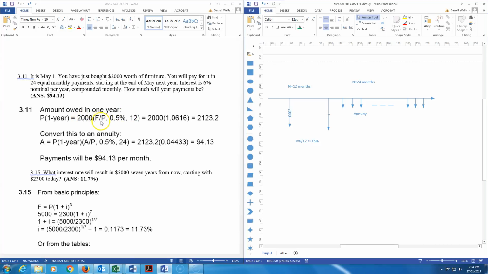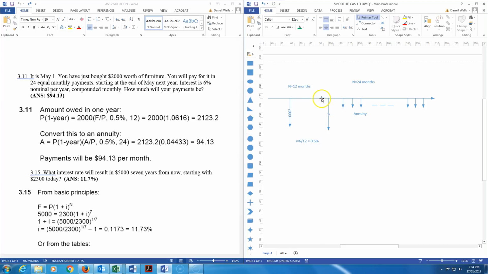So 2,000 times F/P, 0.5%, 12, and 0.5% is one of the tables that you can find in your textbook, and you can look up this factor directly. It turns out to be 1.0616. So $2,000 at 6% compounded monthly 1 year from now will have a value of $2,123.20. So you're going to accumulate $123.20 of interest in that first year for that particular furniture loan.